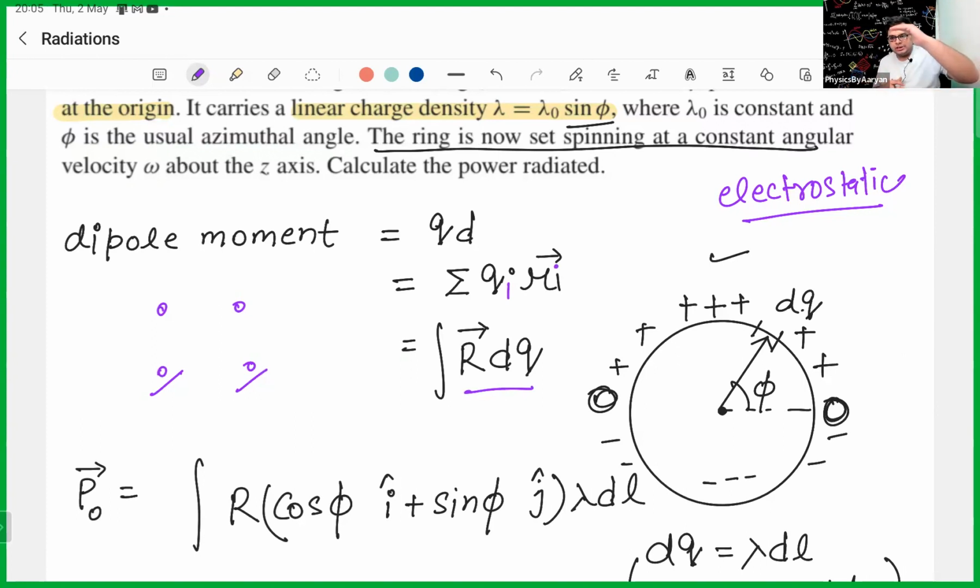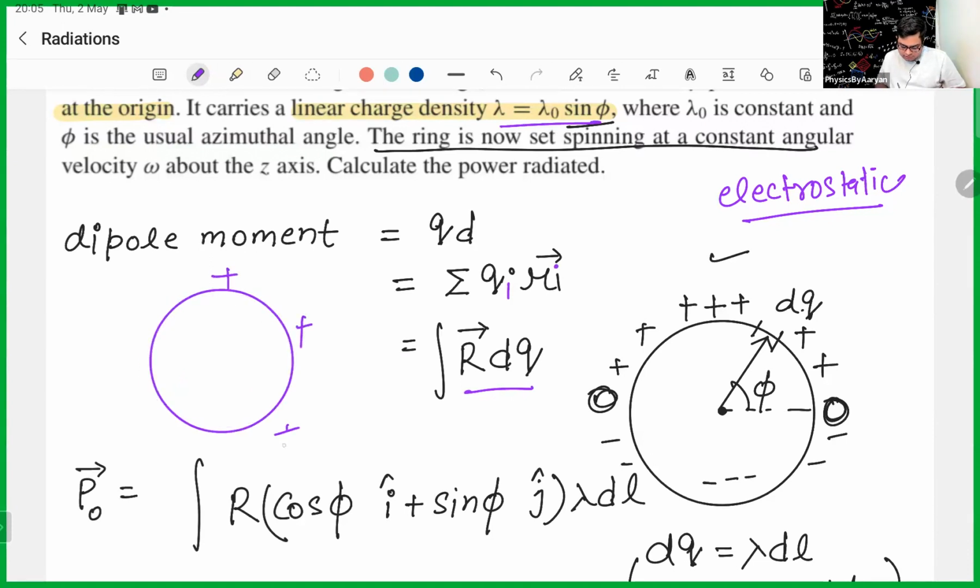Dipole means two charges separated, plus and minus. What is a dipole? A dipole has two charges. One side is plus Q, another side is minus Q. In our case, if lambda is given like this and I say this is your ring and everything is positive, then this is not a dipole. Or if everything is negative, then also this is not a dipole.